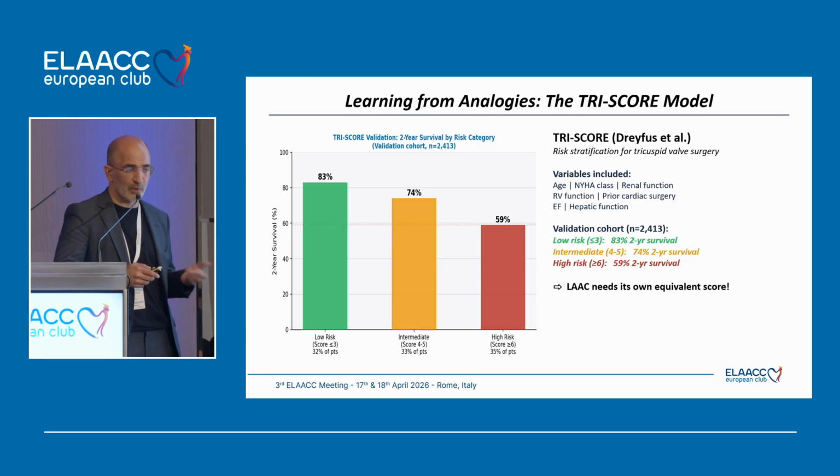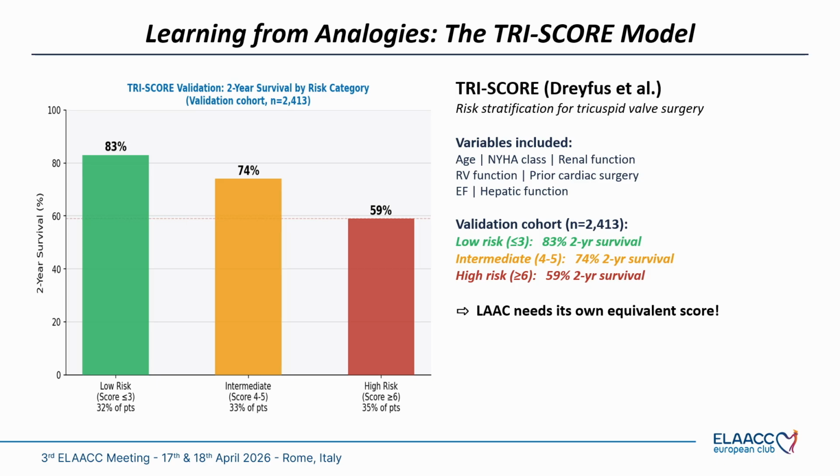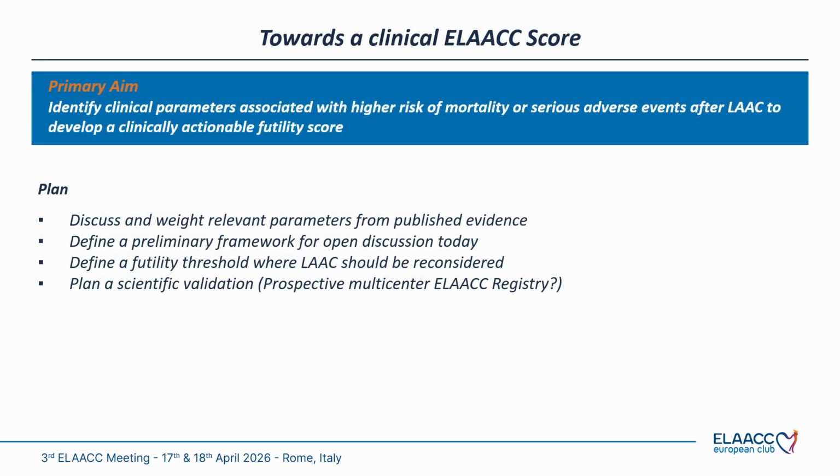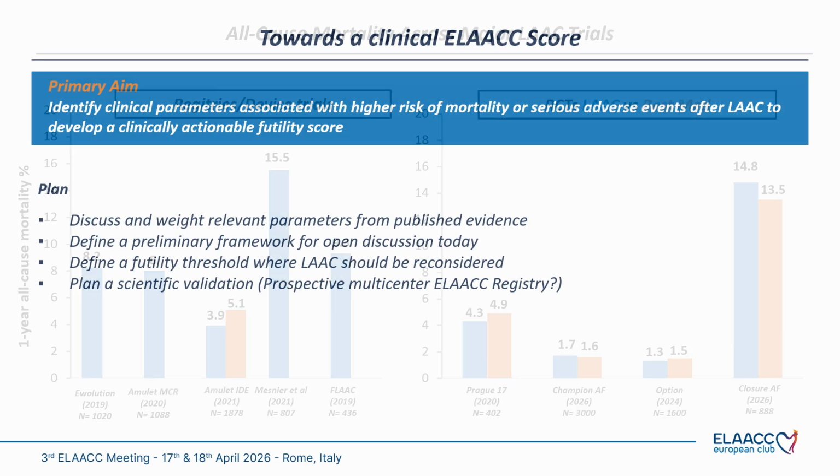The TRI-SCORE model, as you know very well, for tricuspid defines a low-risk, intermediate and high-risk population for surgical tricuspid replacement, giving a very high mortality in the high-risk group, and this drives the therapy choice between surgery, transcatheter or medical treatment. And I think the LAAC field needs its own equivalent score. The aim here, if you still have time, or we do it tomorrow, is to discuss the weight of some relevant clinical parameters from published evidence, define a framework for open discussion, define a futility threshold for when LAAC should be reconsidered, which is not easy, and plan a scientific validation.